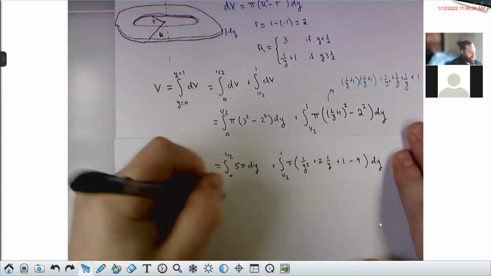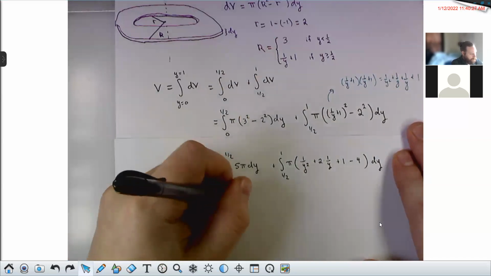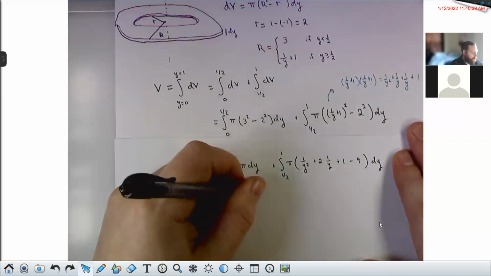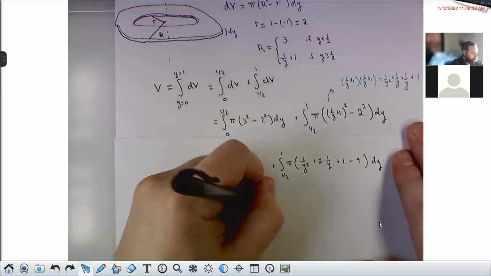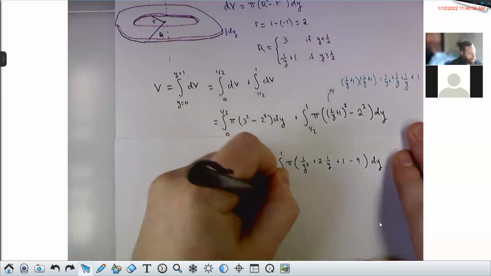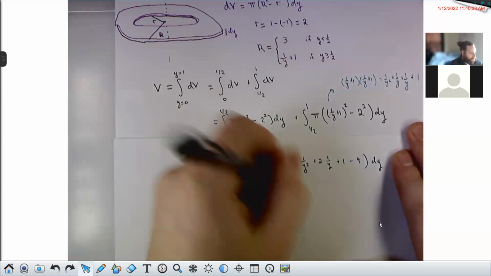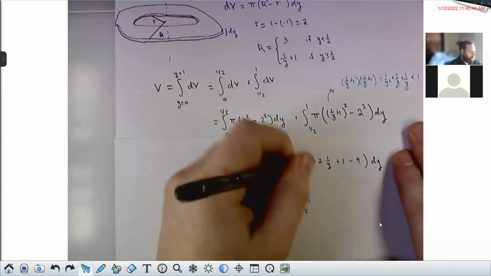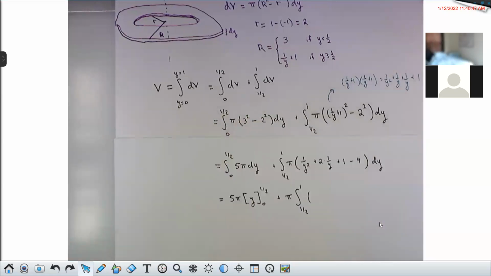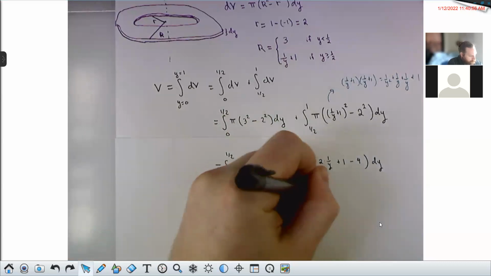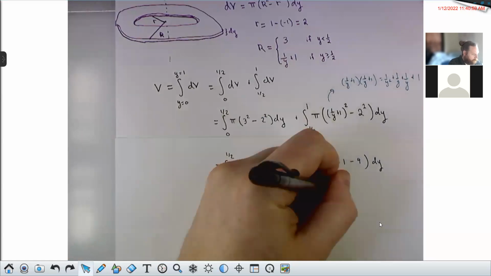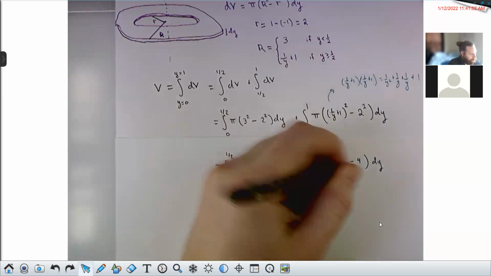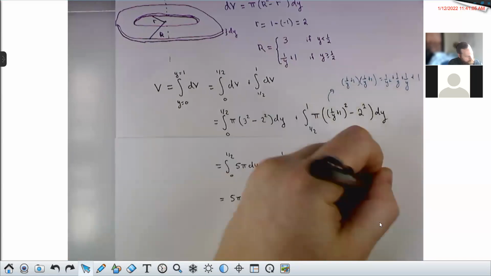The integral of 5 pi dy is 5 pi and then y, right? The integral of dy is just y, evaluated from 0 to 1/2. Plus, I can pop the pi out of the second integral. Integral 1/2 to 1 of, I'll rewrite this in a form that makes it easier to see the antiderivative. 1 over y squared is y to the -2. I'll leave the 2 times 1 over y alone. Plus 1 minus 4 is minus 3 dy.